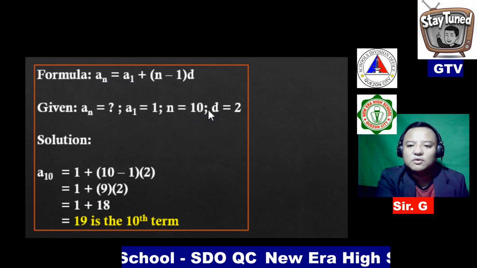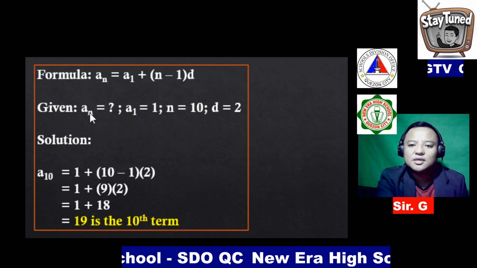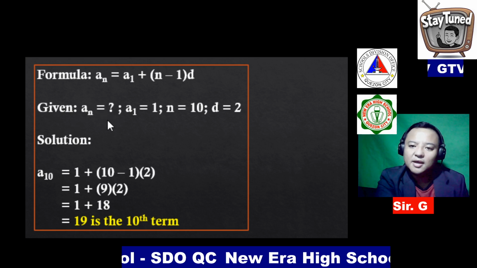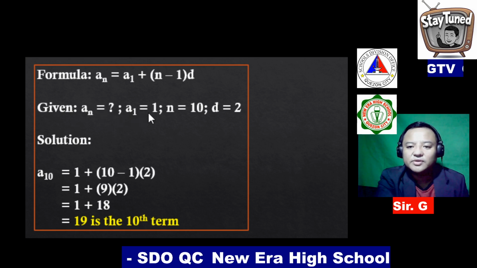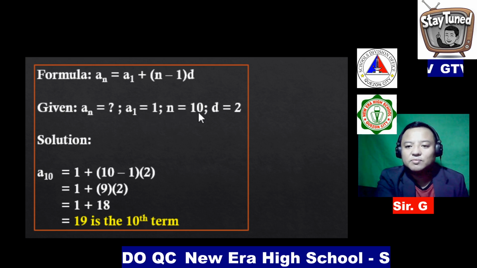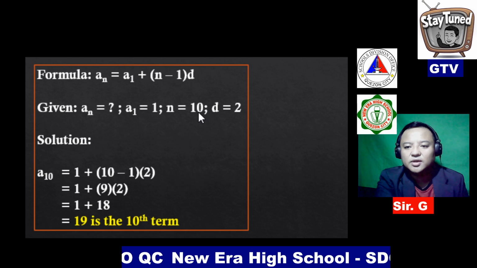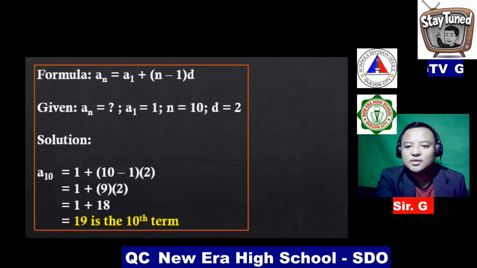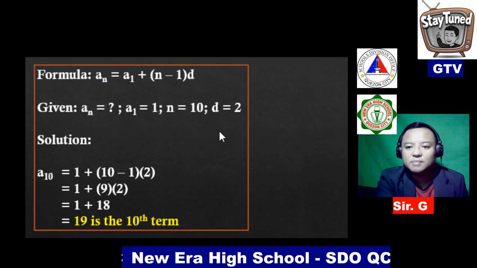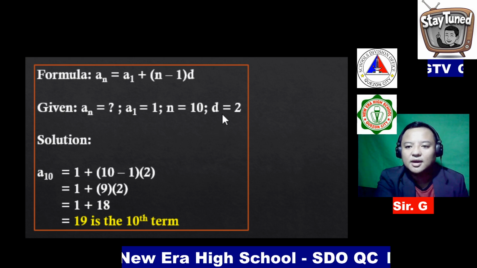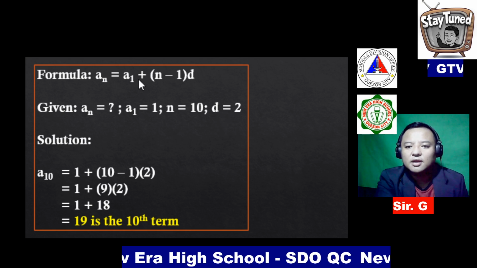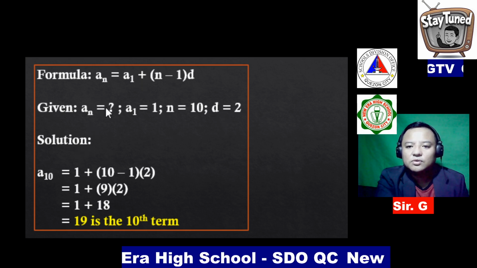Then let's get all the givens. And since we are looking for the 10th term, the nth term or the last term is missing. Then a sub 1 or the first term is 1. And the number of terms is 10 since we are looking for the 10th term. And still the common difference is 2, since we are on the same problem as before. Alright? Then let's plug in all these givens to the formula.